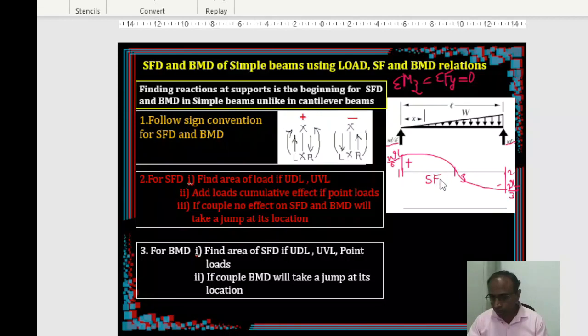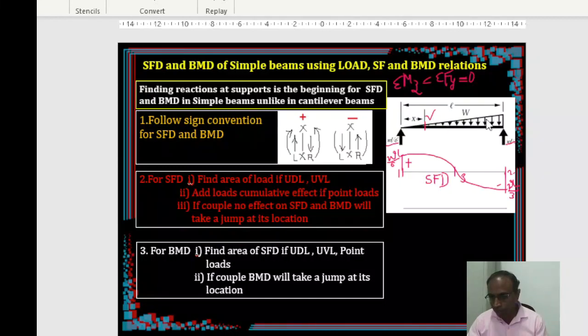Now one may be interested in where this particular shear force is going to be 0. For that, we already know this ordinate. At some x distance, the shear force is going to be 0. x can be anywhere; I do not know where it begins, but at some x distance it is going to be 0. So what is the ordinate of the load value at this particular section x?